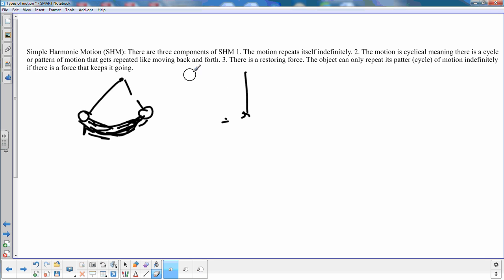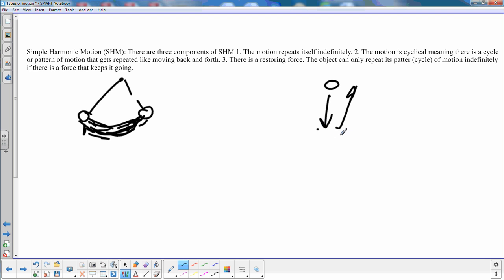The third and final stipulation is that there is, in fact, what we call a restoring force. The object can only repeat this if there is a singular force that keeps it returning. A lot of people mess up and think that the bouncing ball, the happy ball that bounces, hits the table, and bounces back up, is simple harmonic motion. You have to realize that the restoring force here is different than the restoring force in, say, a pendulum.